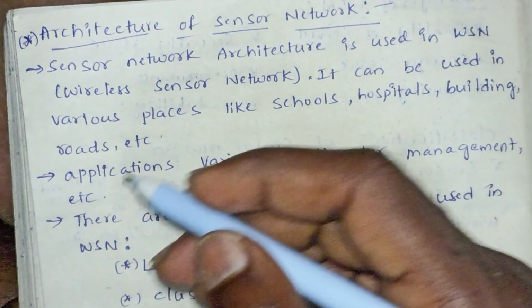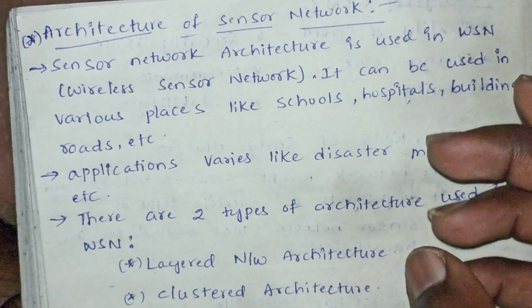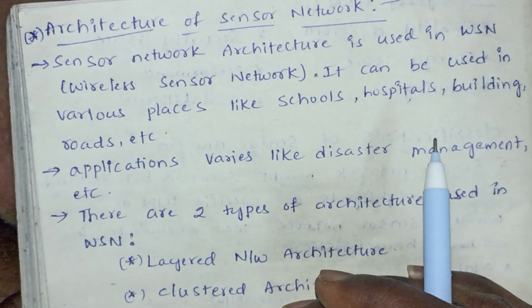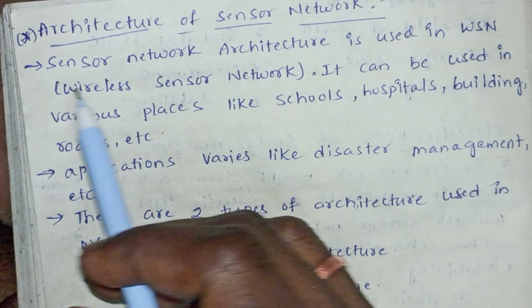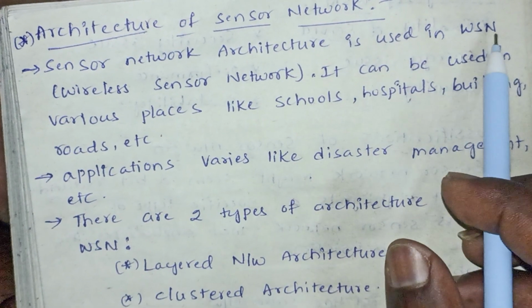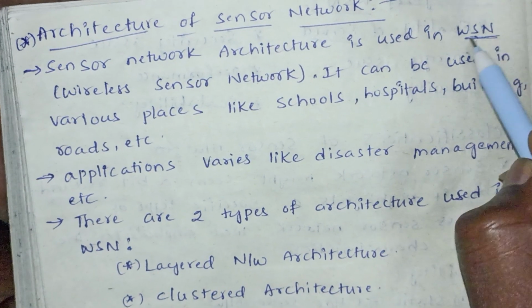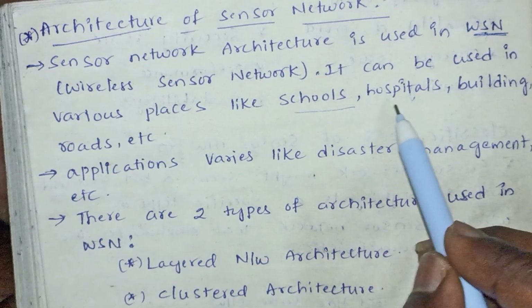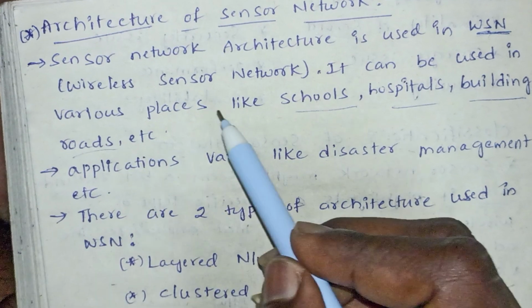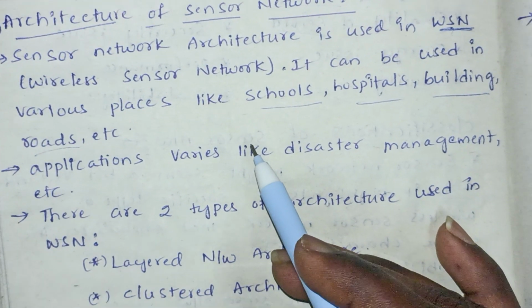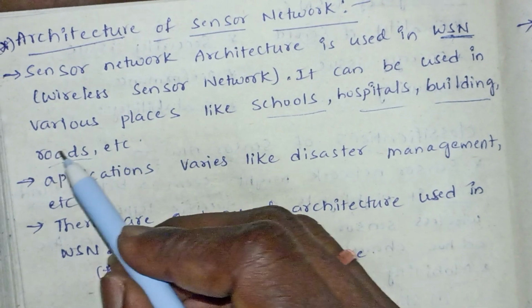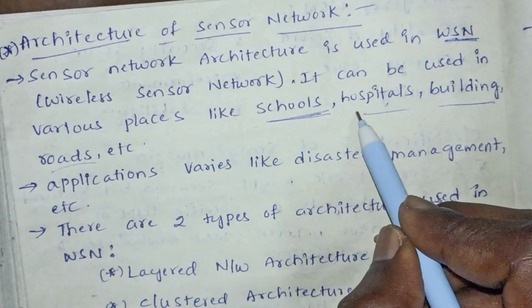So how the sensor network is going to work, what are the stages present in the architecture of sensor network, we will discuss. Sensor network architecture is used in WSN, wireless sensor network. It can be used in various places like schools, hospitals, buildings, roads, etc. Wherever, in traffic also we are using it, right? There are so many applications present.